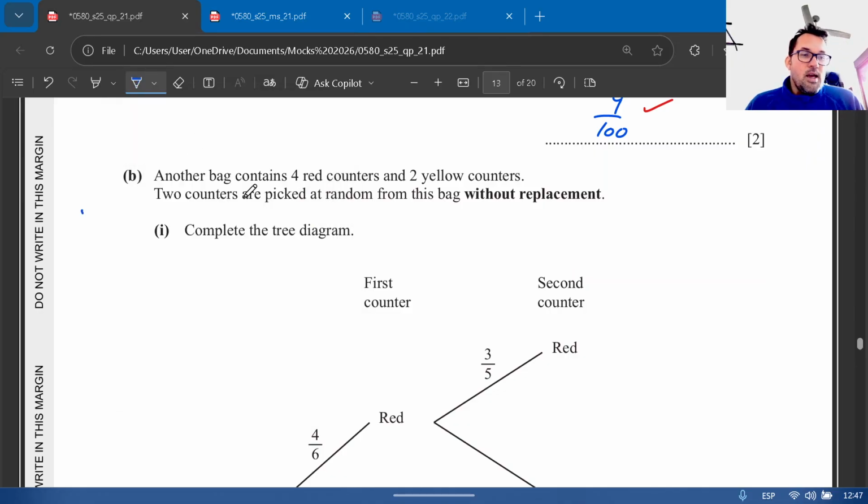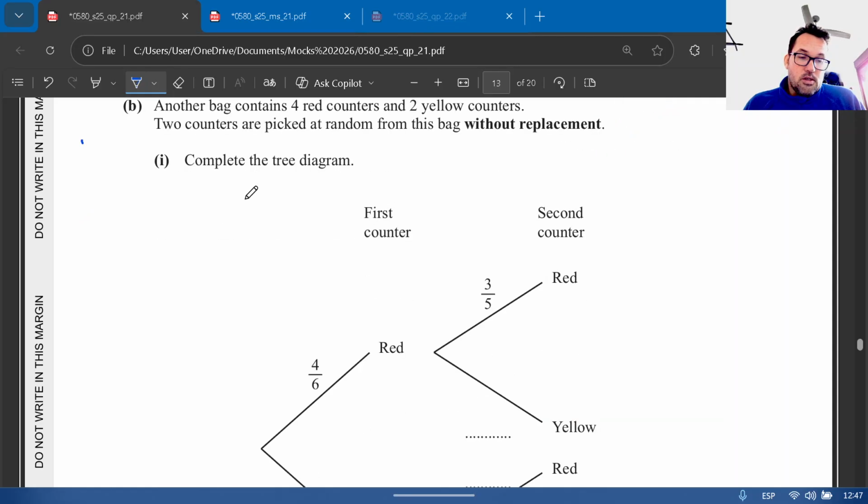Okay, next one. Another bag contains 4 red counters, 2 yellow counters. So that is 6 counters. The 2 counters are picked at random from the bag without replacement. Means they take them out, they chuck them away. Okay, it's gone. Complete the diagram.